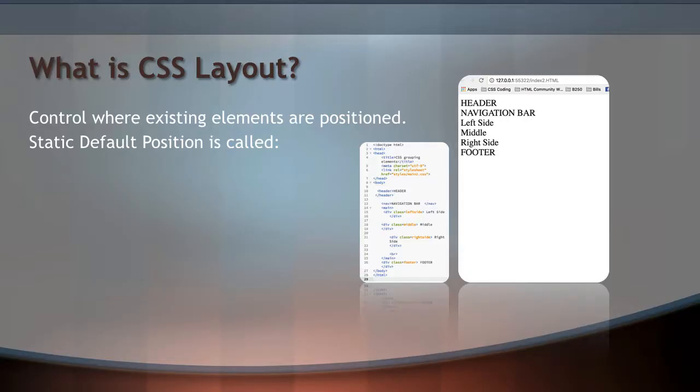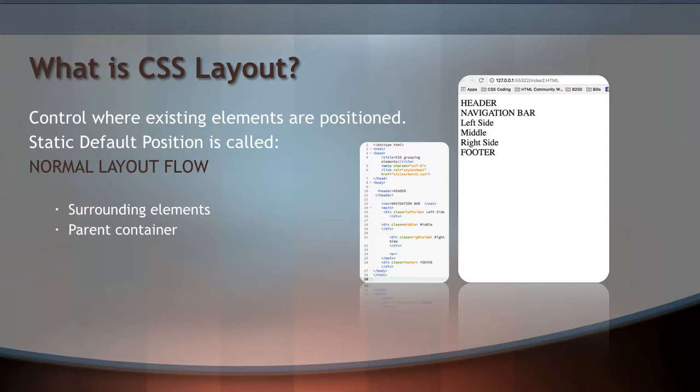First of all, what is CSS layout? CSS page layout techniques allow us to take elements contained in a web page and control where they are positioned. This static default positioning is called normal layout flow. The position they are in is relative to the other elements around them, such as their parent container and the main viewport window.